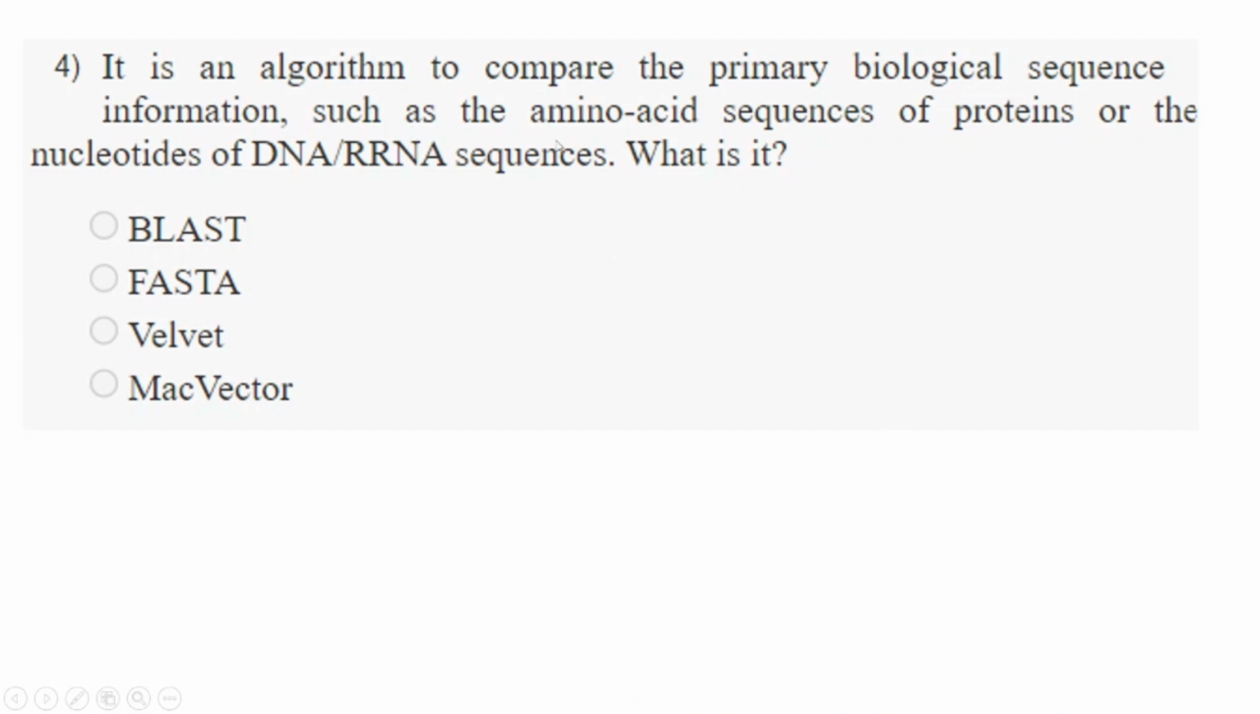So moving on to the last question for today. It's an algorithm to compare the primary biological sequence information such as the amino acid sequences of proteins or the nucleotides of DNA or RNA sequences. What is it? Which one do you think is the correct answer?